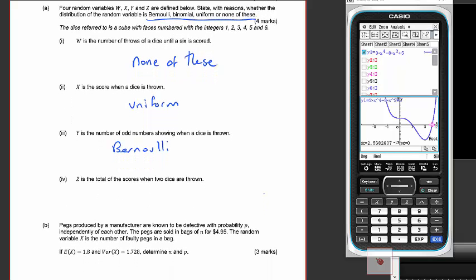Z is the total of the scores when the two dice are thrown, and that's a none. Clearly there's more than two outcomes. We've not got a situation where we've got a fixed number of trials and we're looking for one thing. It's not uniform because the probability of getting 2 is different to the probability of getting 5, and so on. You've seen the grid for adding 2 throws of a dice before.